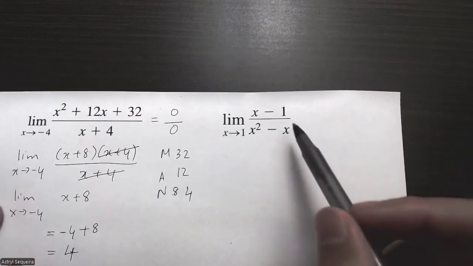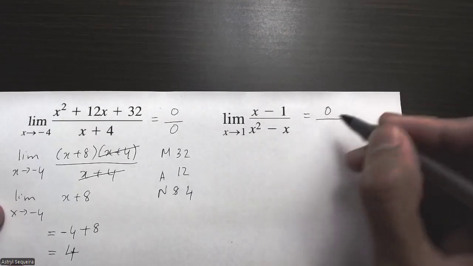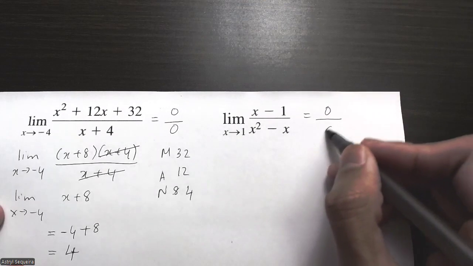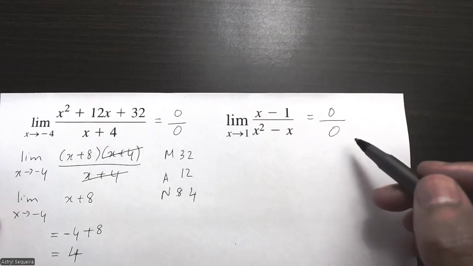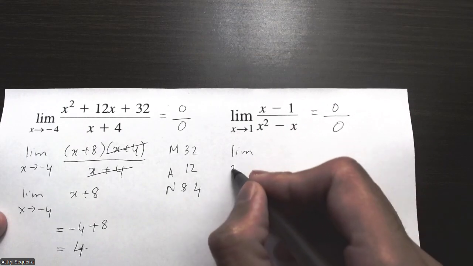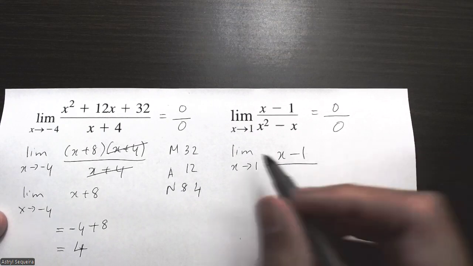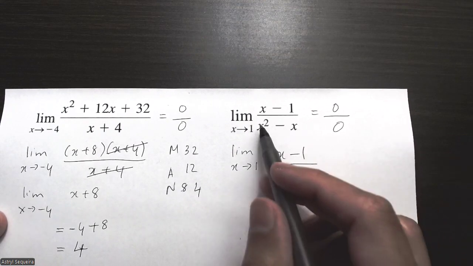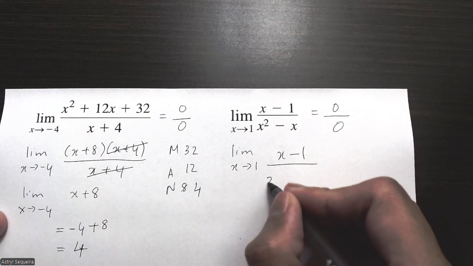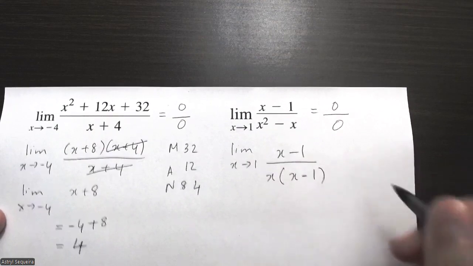Let's try the second question over here. Again, if I sub in 1 in the top, I will get 0. If I sub in 1 in the bottom, I will also get 0. So again, it's indeterminate, which means we have to factor. In this question, I cannot factor the top, so I'll write the top exactly the same. The bottom can be factored by doing a common factor. My common factor is x, and I'm left with x minus 1.